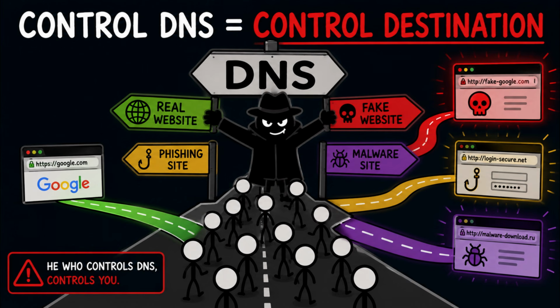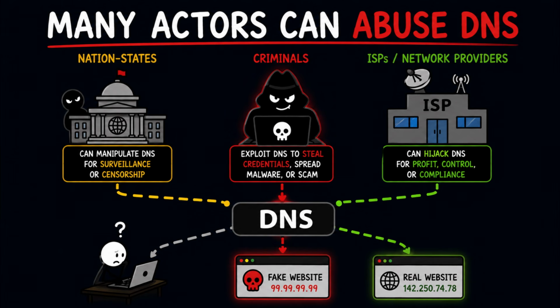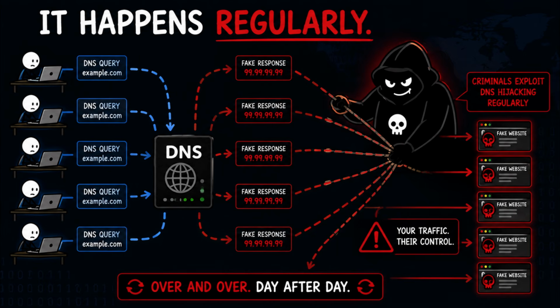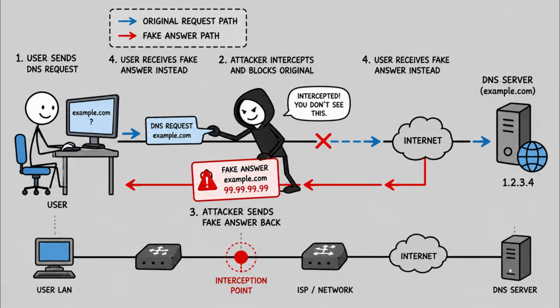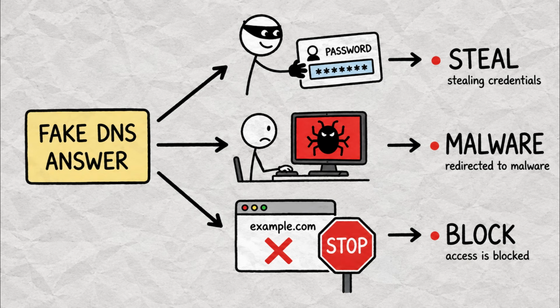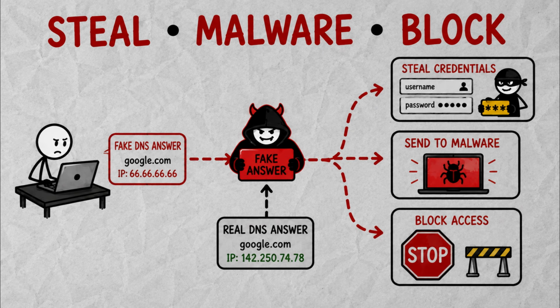Control DNS and you control where people go. Nation-states have attempted it. Criminals exploit it regularly. ISPs have been accused of hijacking DNS to redirect traffic. If someone can intercept your DNS lookup and give you a fake answer, they can steal your credentials, redirect you to malware, or block you from visiting certain websites.